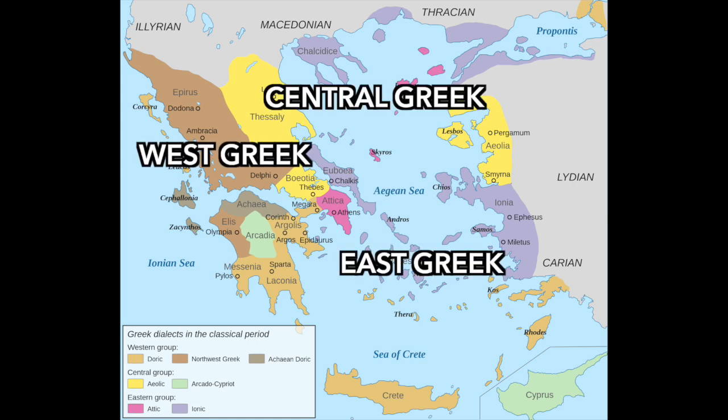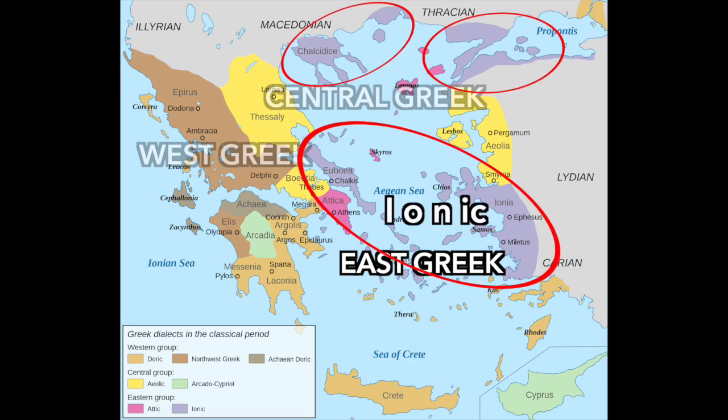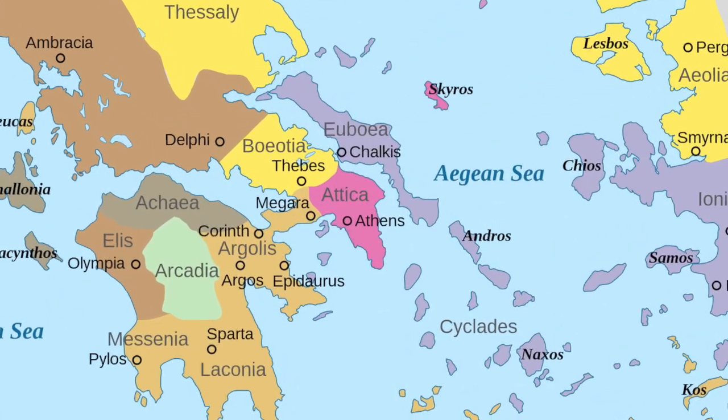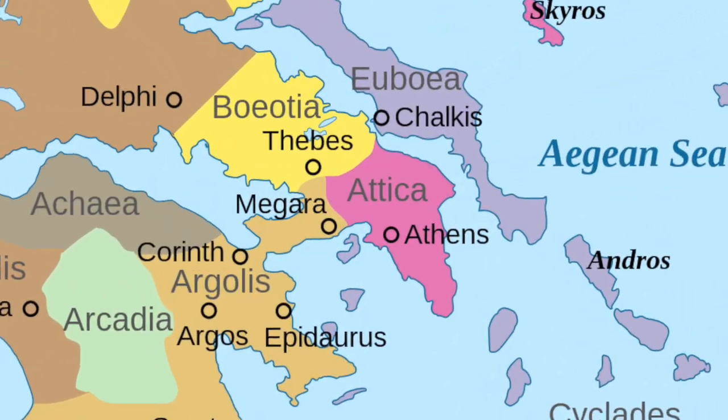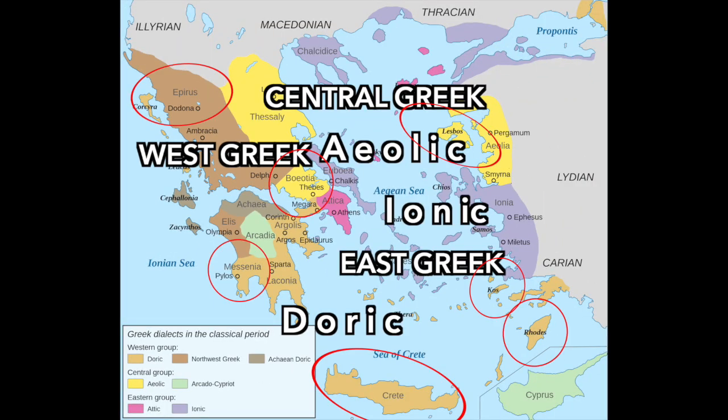So each of these dialect groups has a prominent dialect that you've probably heard of. West Greek's most famous dialect is Doric, Central Greek's star is Aeolic, and East Greek has Ionic. We're gonna talk later about Attic, don't worry, we're gonna get there, just be patient. Now, each of these dialects has, you guessed it, more dialects.